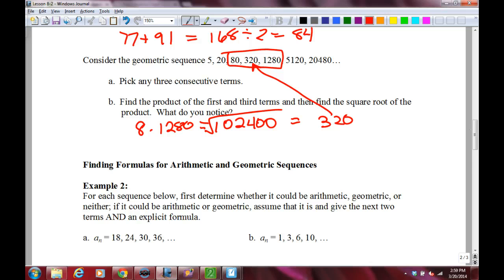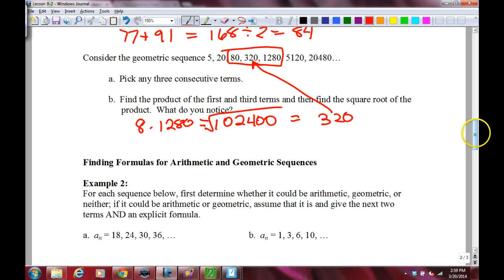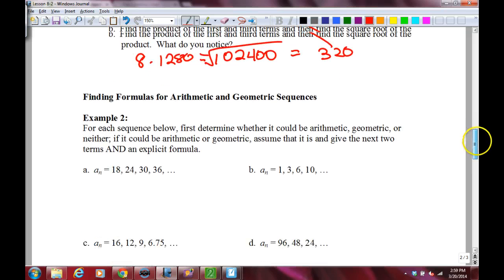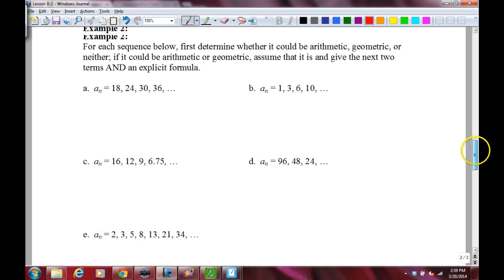Now, we need to find the explicit formula for all of these problems here. The first thing I would recommend you do on these is check to see if it's arithmetic, because that's really easy to find once you find it, okay? So check to see what your differences are.